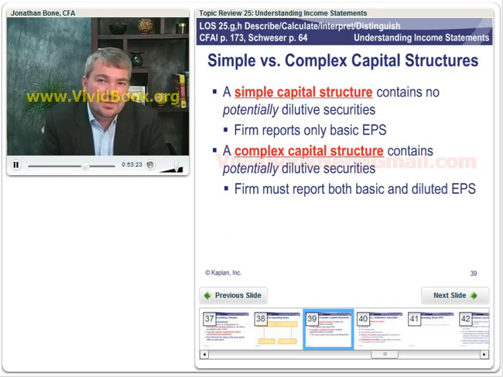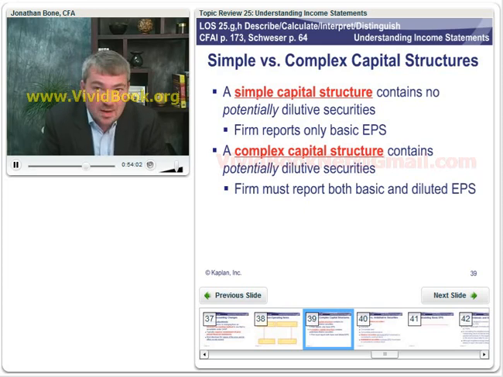A simple capital structure is simply one that contains no potentially dilutive securities. Well, that leads us to ask straight away, what is a potentially dilutive security? It's anything that the company has in issue that could be converted into new shares in the company at a later date. So it could be convertible bonds, it could be convertible preferred stock, it could be employee stock options, it could be warrants. Now, essentially, if you don't have any of these potentially dilutive securities, then you only need to report basic EPS, earnings per share.